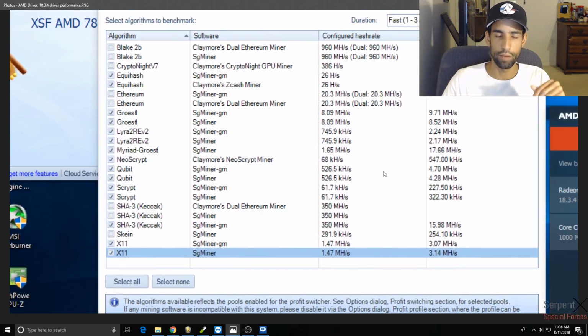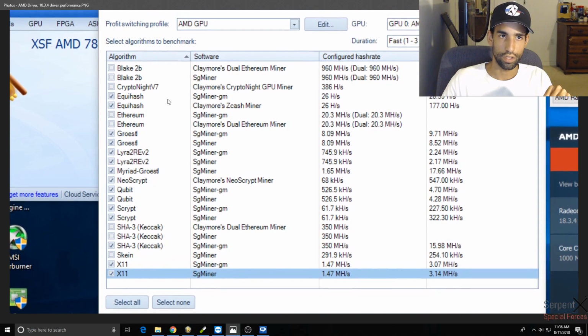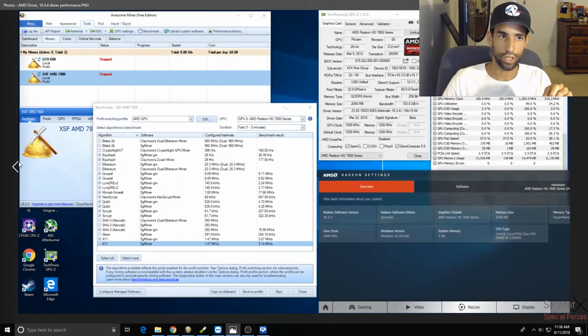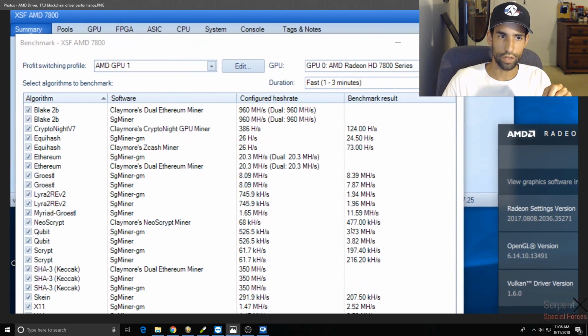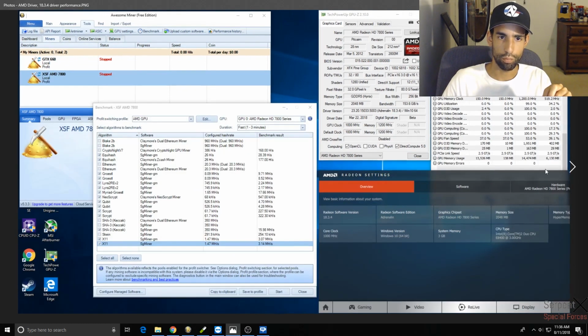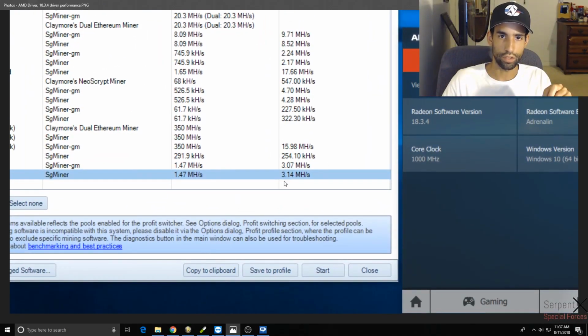Not enough to write home about, but this is on the HD 7870, so keep this in mind. We're just looking at performance numbers, and then you can decide for yourself if this driver is going to be for you. Let's see here, X11, I don't think a lot of people use that. So I mean, really, CryptoNight's the only one that I would count. NeoScrypt, 547 kilohashes, 477, okay. And then X11, so on the compute blockchain driver, 2.52 megahashes, 2.59, 3.07, 3.14.